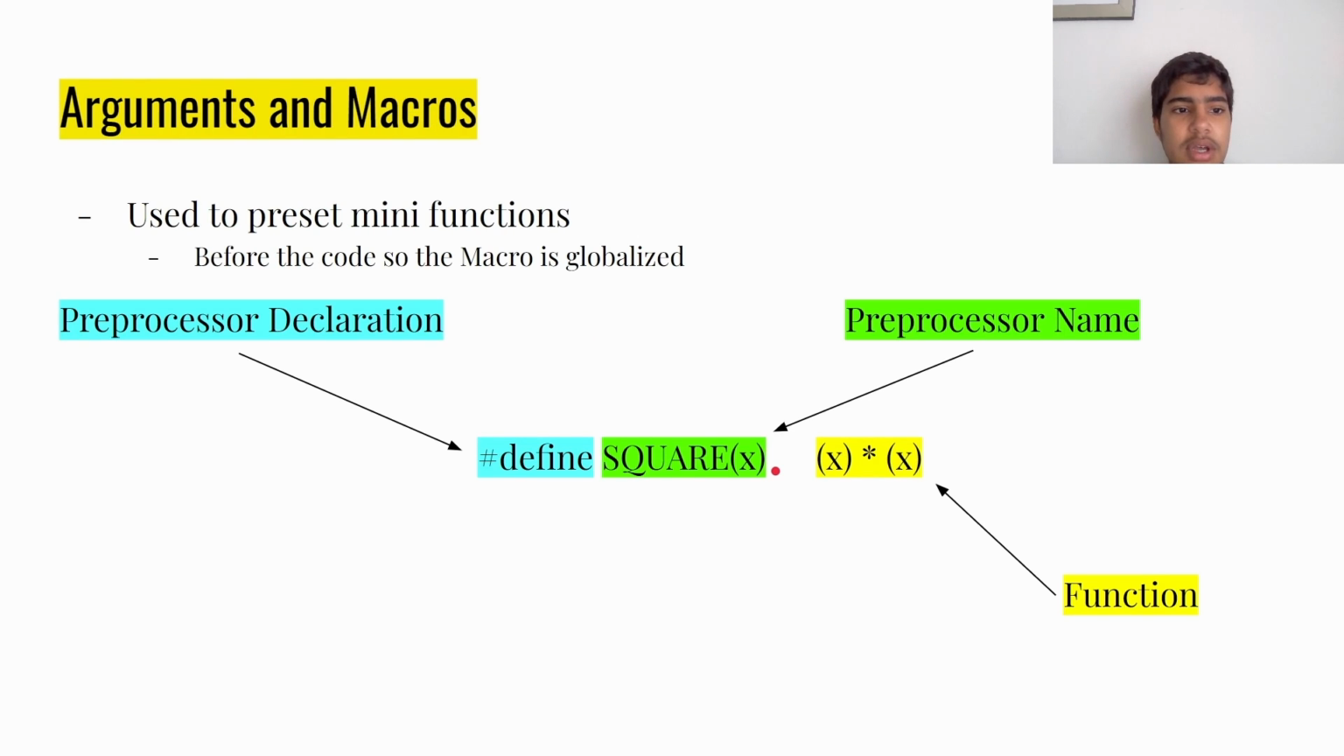Arguments and macros. These are used to preset many functions into your code, and you can later use these as macros. So again, you do your hashtag define, your preprocessor name with a variable, and then your functions. In this case, we named it square x. What this does is whatever number you put in x, it just squares that by multiplying by itself, as you can see right here. So if you put in square 2, then x becomes 2, and it's 2 times 2, which is 4.